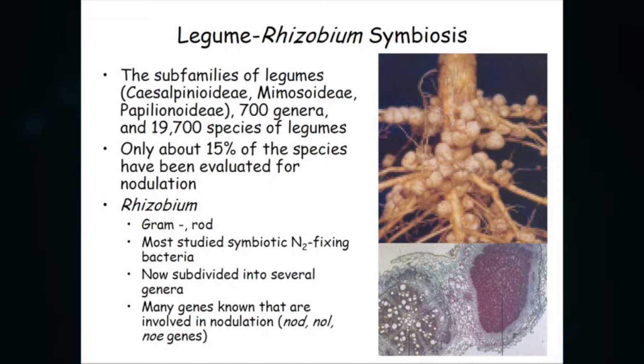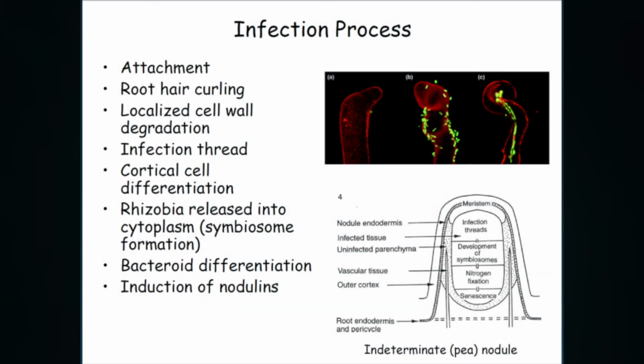So when we start looking at what might be coming down the line for antibiotics, what might be coming down the line pathogenically, since most all our pathogens are going to be bacterial or fungal or viruses, there's a lot we do not know. I think this is another image right here, the infection process. This time we're looking at it with a different microscope. There's an attachment first, and then root hair curling, localized cell wall degradation, which I mentioned earlier, cortical cell differentiation.